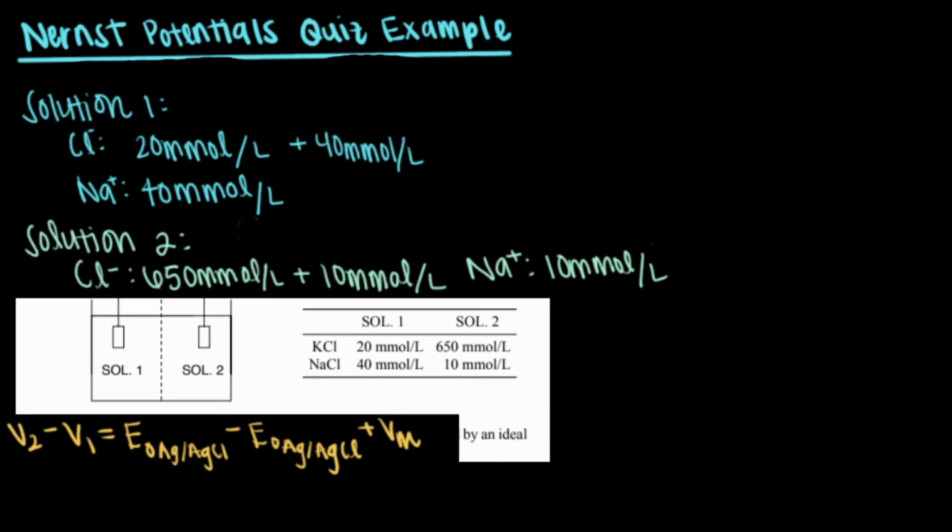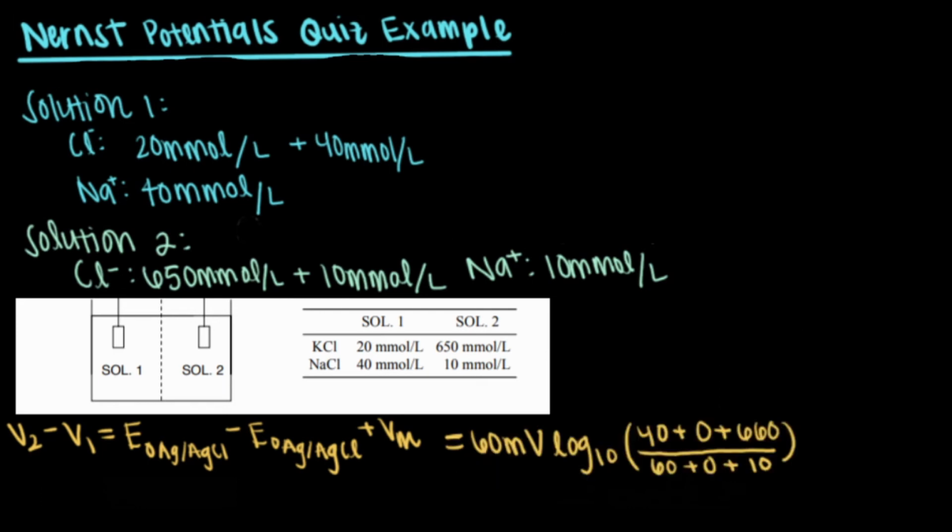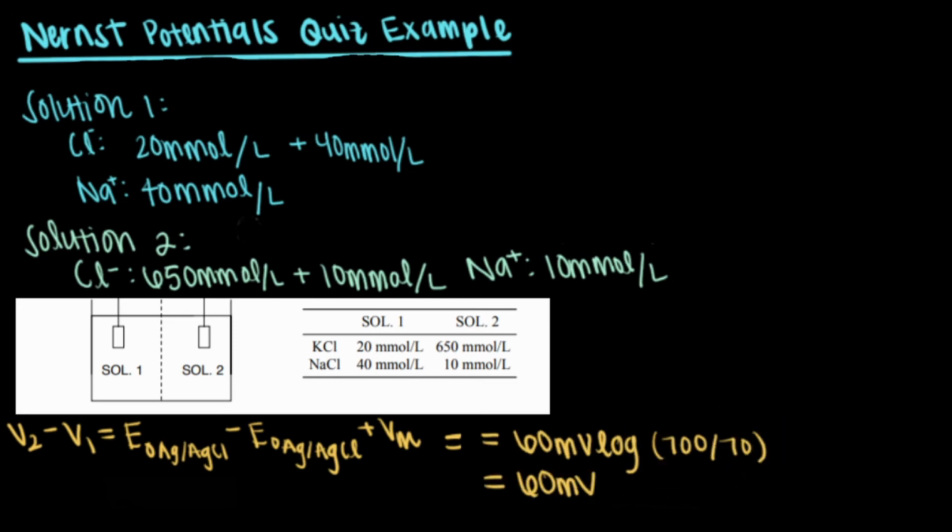Now we can just plug in the values for the inside and outside concentrations of each ion that is permeable. The Na ratio should be 40 divided by 60, and the ratio for chlorine should be 660 divided by 10.